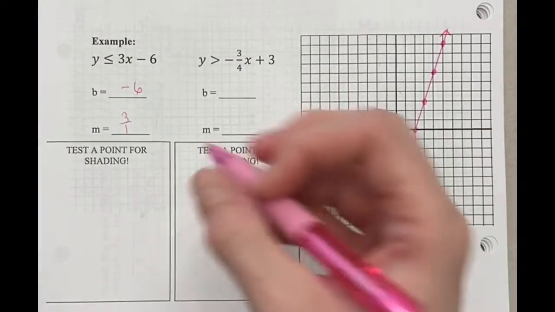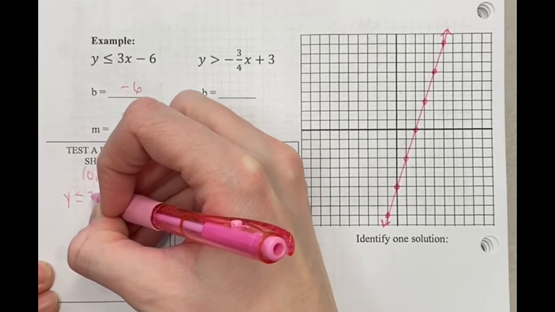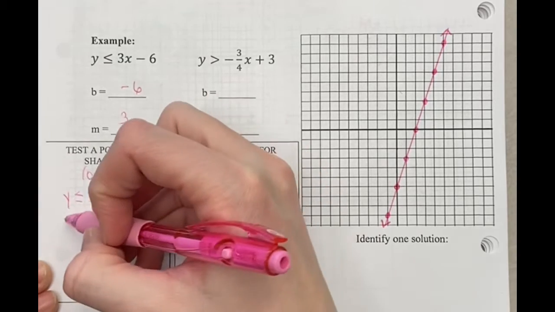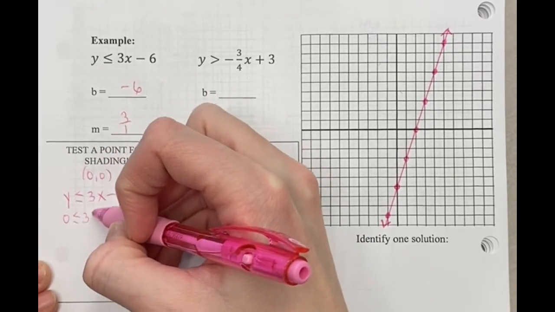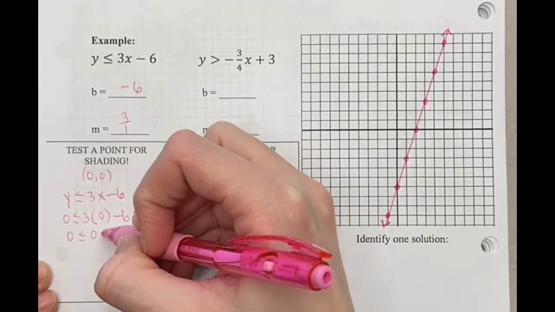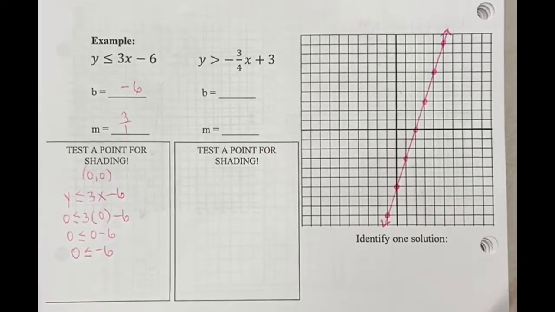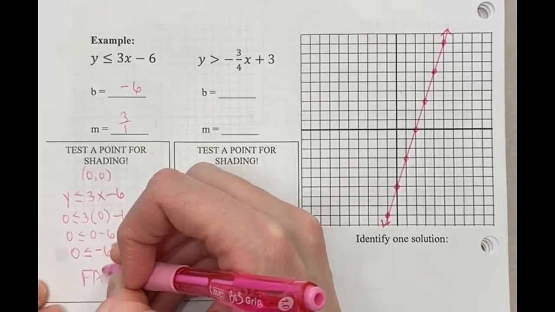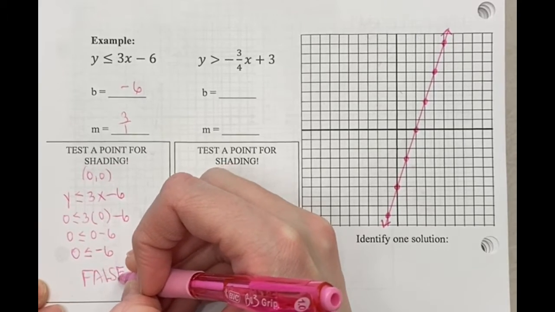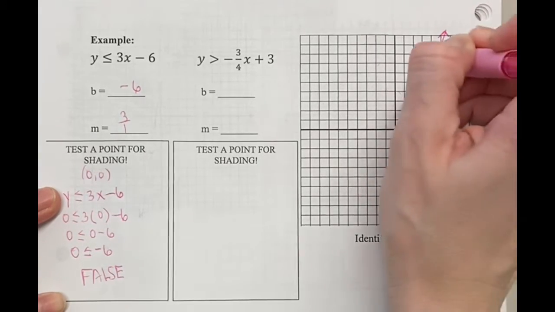Then we're going to test the point 0, 0. So I have y is less than or equal to 3x minus 6. So instead of y now, 0 is less than or equal to 3 times 0 minus 6. So I get 0 is less than or equal to 0 minus 6. 0 is less than or equal to negative 6. Is this a true statement? No, this is false. So 0 is not less than or equal to negative 6, so I'm going to shade away from that point of 0, 0.